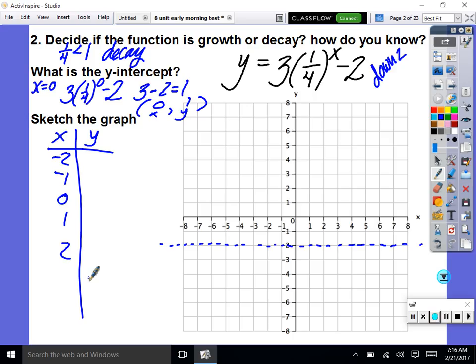So this one was decay. It looks something like this, and it's going to approach and get close to the asymptote. I'm just trying rough sketches because I feel like we all know how to put things in. Any questions about it?